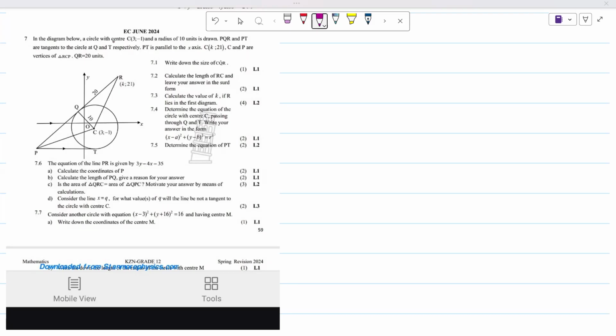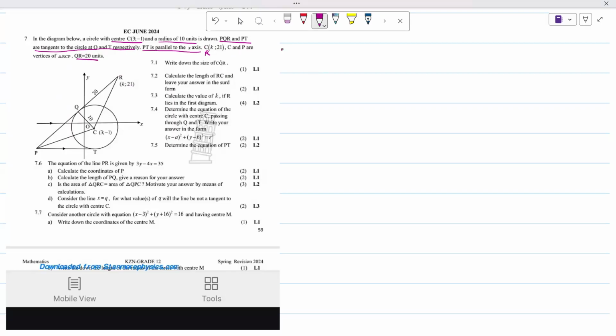Okay, we have a center here. Let me highlight the center. We have a center. We have a radius here of 10 units. They say PQR and PT are tangent to the circle at Q and T respectively. They say PT is parallel to the x-axis. Here they say C, I think they meant R here, not C, R with coordinates (K, 21). R, C and P are the vertices of triangle RCP. So they're supposed to say R here, not C. Then they gave us the distance of QR, which is 20 units.